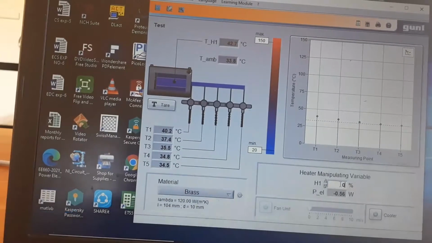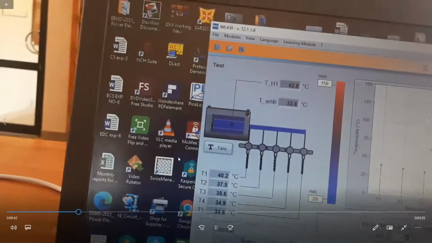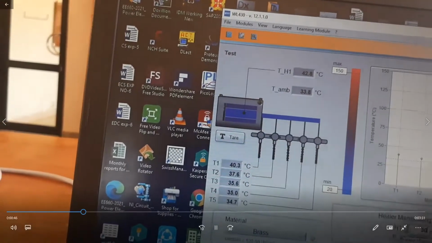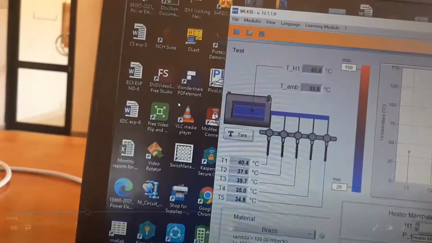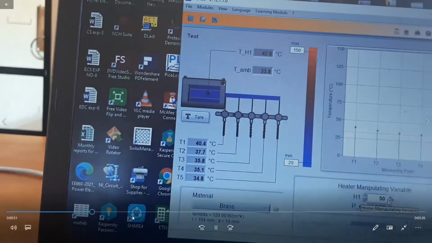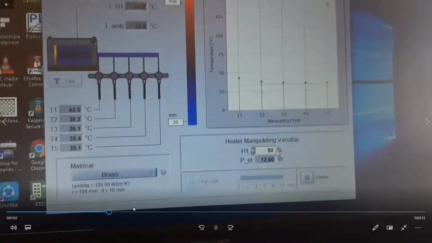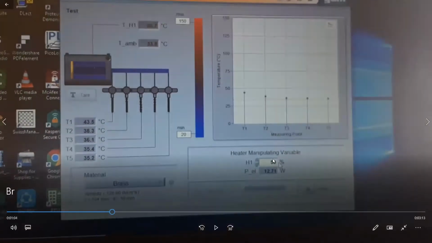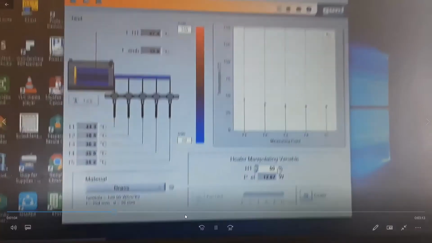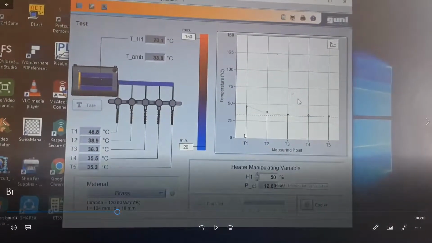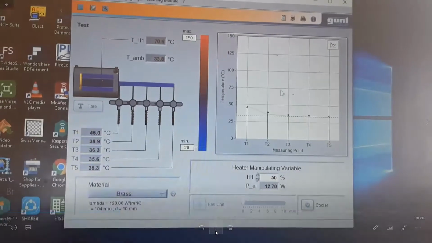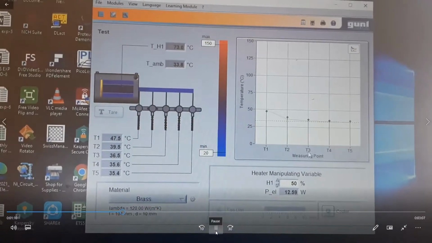We'll do it. Very low conductivity, I think. Again, apply heat up to 15%. This is the temperature curve. Now you can see there's a big difference. Now T1 became 45 degrees Celsius, but there is no change in T3 and T4. This part is the temperature curve.